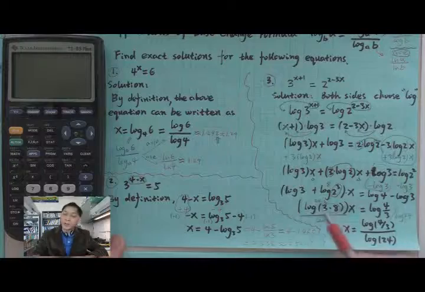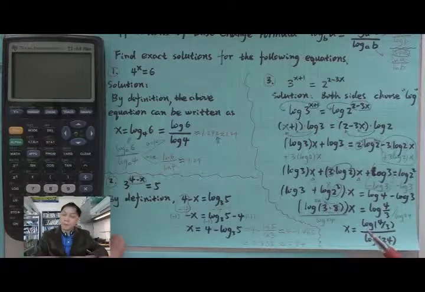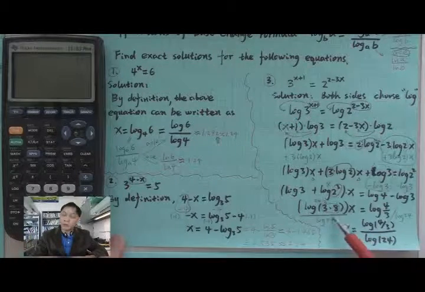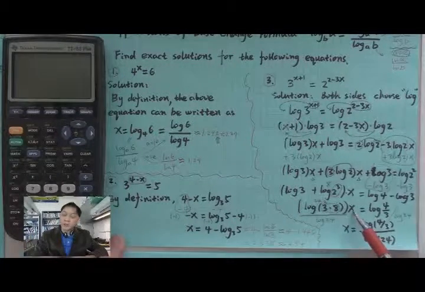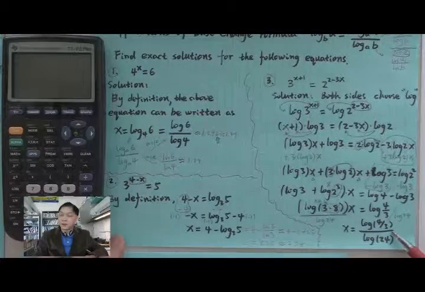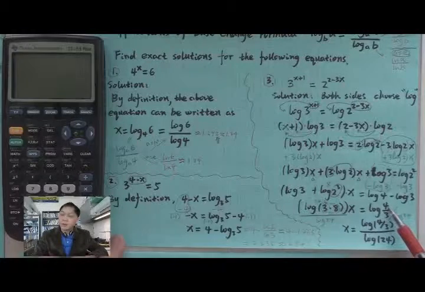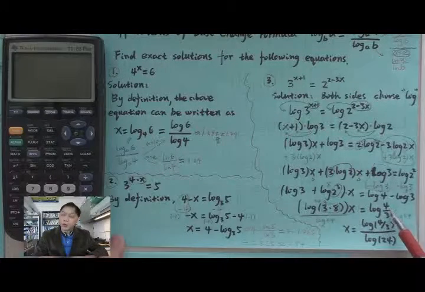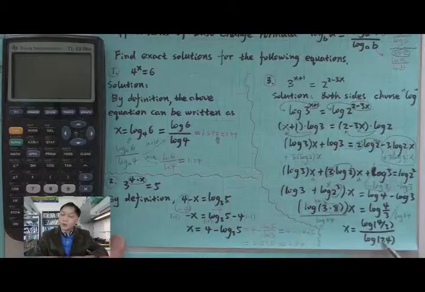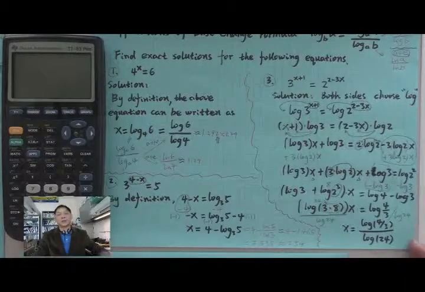So you may then cancel these, because log 24 divided by log 24 is 1. 1 times x is just x. On the right-hand side, you then have log 4 over 3 divided by log 24. And that's the exact solution.